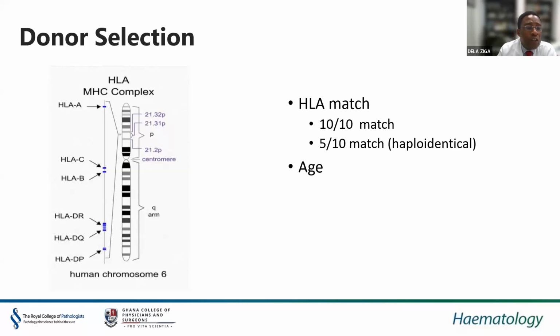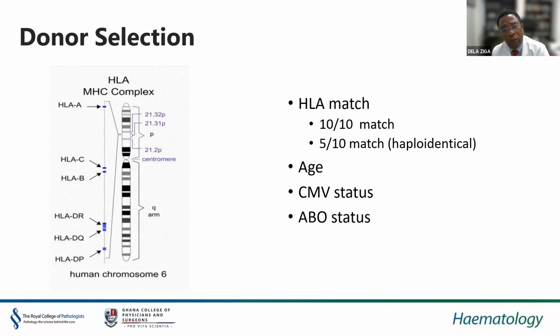And age is also considered during the donor selection. The younger age, less than 40, the better. And even the younger, less than 16, the better. CMV status is also considered. ABO incompatibility is also considered, but these two are not major conditions.